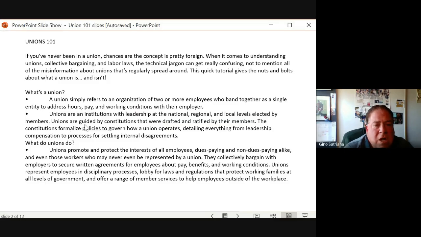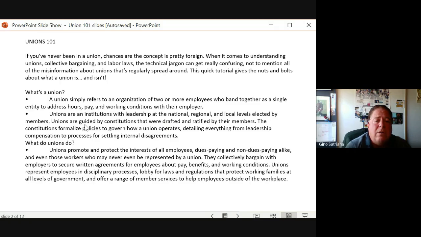So what is a union? A union simply refers to an organization of two or more employees who band together as a single entity and address a lot of the conditions of employment: your benefits, hourly pay, hours, duty days, and your working conditions with the employers. A union is an institution with leadership at not only the national level, but at the regional level and basically at the local levels, elected by the members.